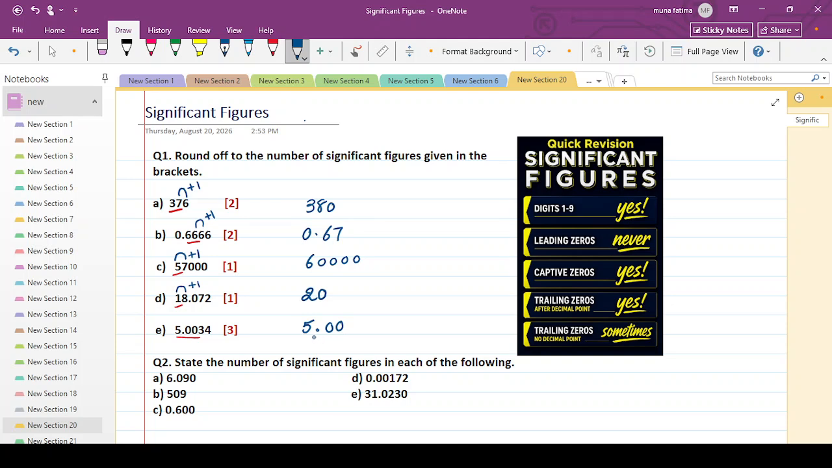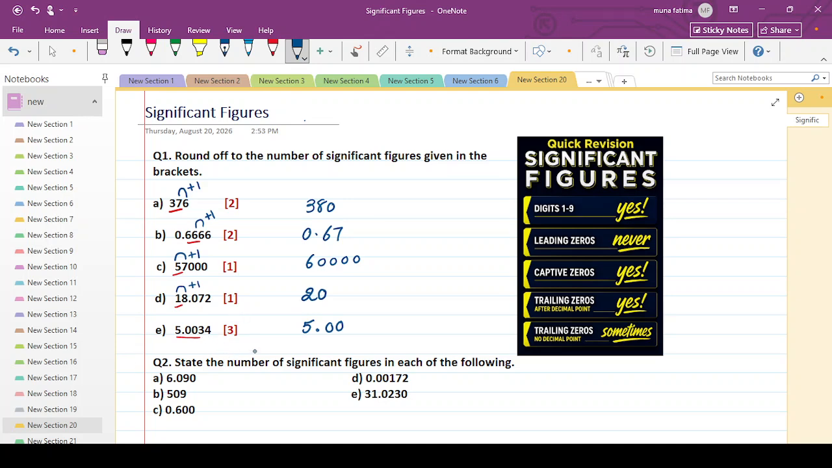This is only because we need 3 significant figures. And the zeros are significant, so we keep them. So be very careful when you're doing questions like these. Follow the rules, but you are going to go around it depending on the number you have.